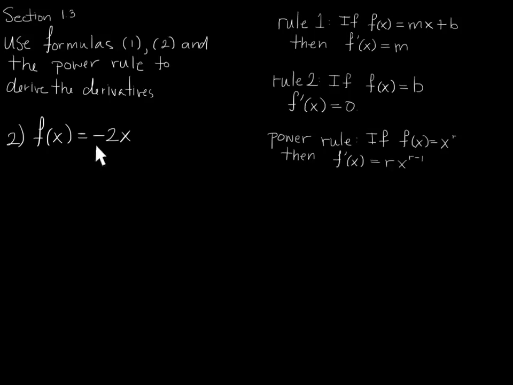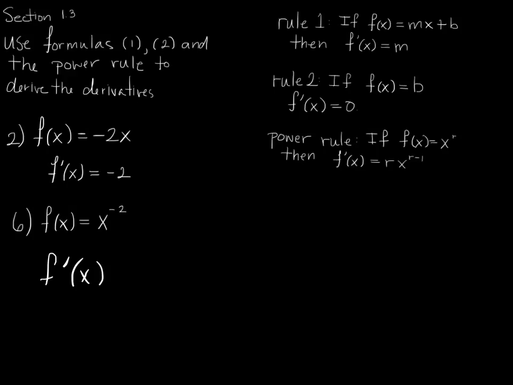All right, notice that this is a linear function with a slope of negative 2, so Rule 1 applies. The slope of this function is negative 2, so f prime of x is just negative 2. For number 6, we have a power function, x to the negative 2. The power is negative 2, so we can simply follow this rule, which gives us that f prime of x is, now bring the negative 2 power down in front of the x, and then subtract 1 from the negative 2. So negative 2 minus 1 is negative 3.